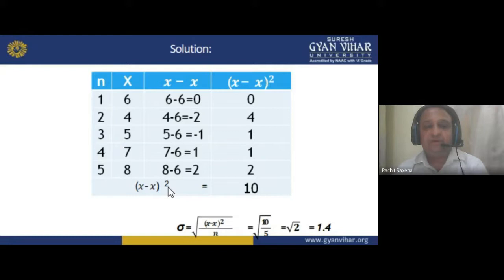How many quantities do we have? 5. Now the numbers given to you in the population are 6, 4, 5, 7, 8. So first is 6, another one is 4, then the third one is 5, the fourth one is 7, the fifth one is 8. So x minus x bar. Now x bar is the mean. So first take the mean of it. So 6 plus 4 is what? 10. 10 plus 5 is 15. 15 plus 7 is 22. 22 plus 8 is 30.